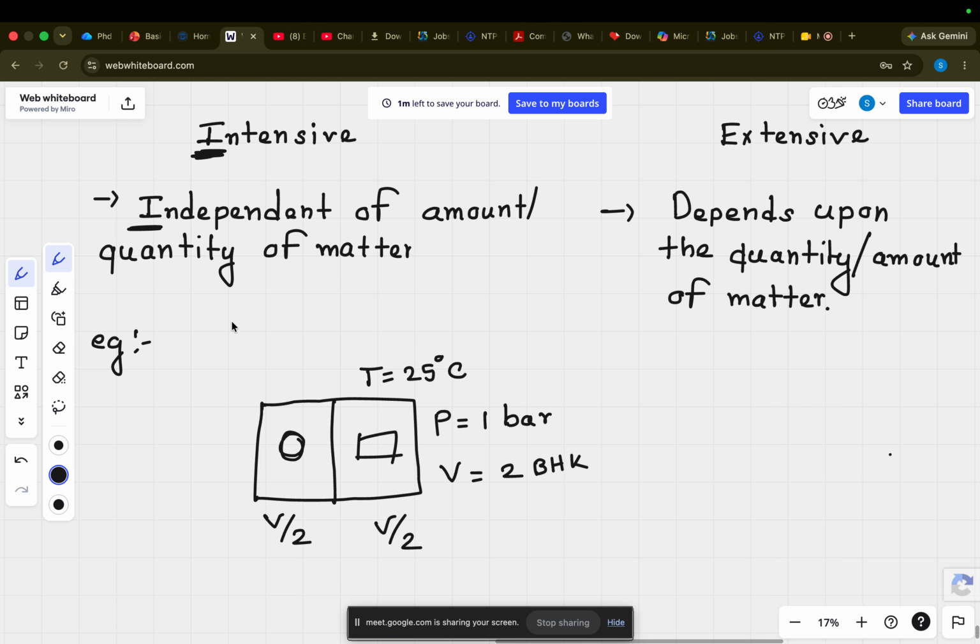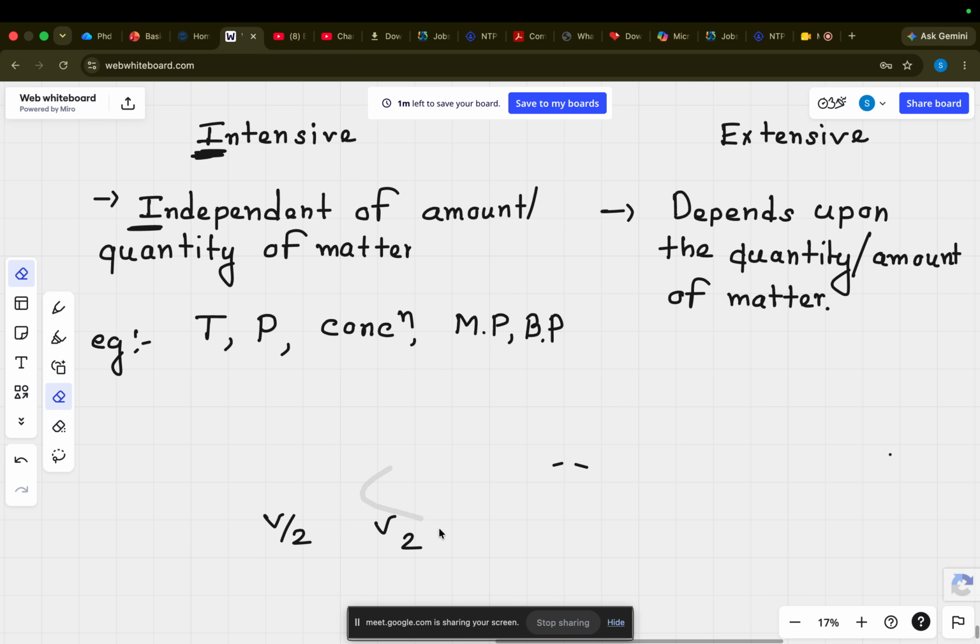So write down some examples. In the examples of independent properties you can write temperature. Next is pressure, concentration, melting point, boiling point. These all are intensive properties.